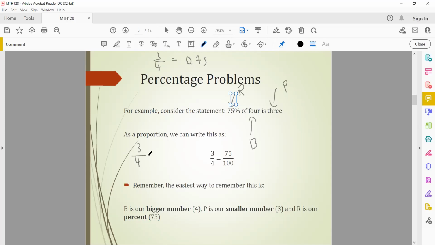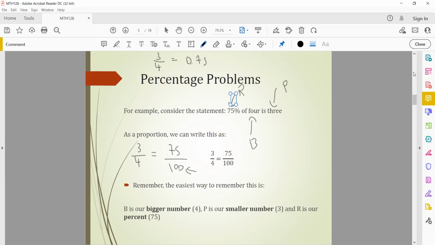3/4 equals 75/100. So that's just another way of saying that 3 out of 4 is 75%, or 3 is 75% of 4. In this case, we don't need to write a percentage sign because you automatically write the 75 being over 100, and that makes it a percent by definition. And it also turns it into a proportion. So that's how we'll be dealing with this.